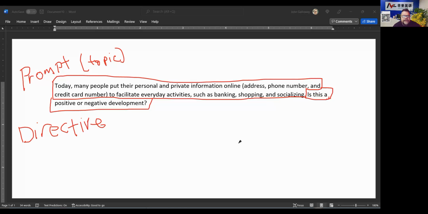We've seen some variations of this in the past. It's pretty straightforward in this case. And then the task response, which you're going to be judged on in this particular prompt for the directive here, for the response, is: is this a positive or negative development?